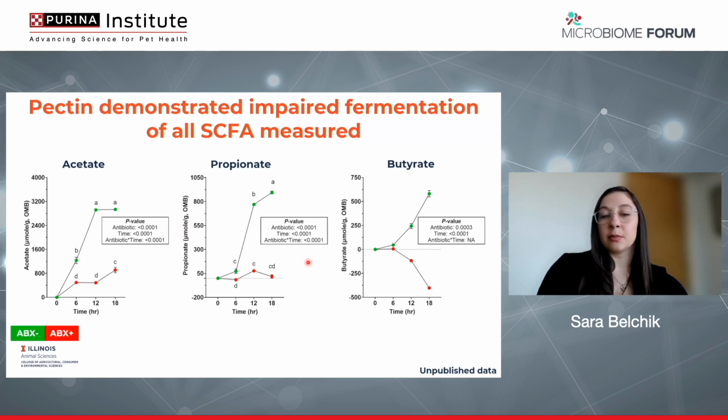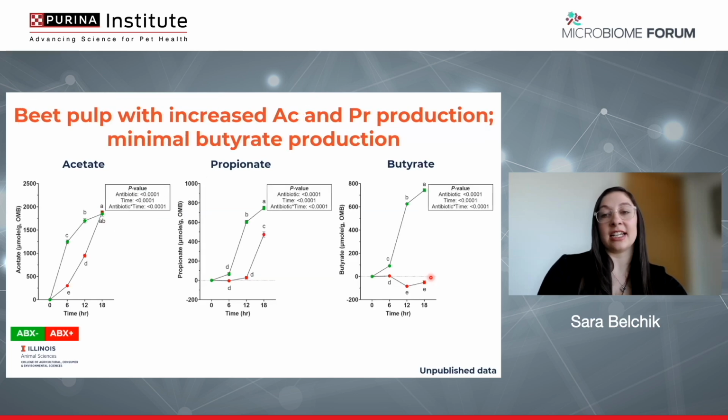Propionate showed a similar pattern, where it seems like there was very minimal fermentation going on. But probably the most striking part is that butyrate production, especially in our post-antibiotic samples, was completely diminished. So there was very, very little to basically no production of butyrate whatsoever. And that pattern continues when we're looking at our other fermentable substrates, including beet pulp.